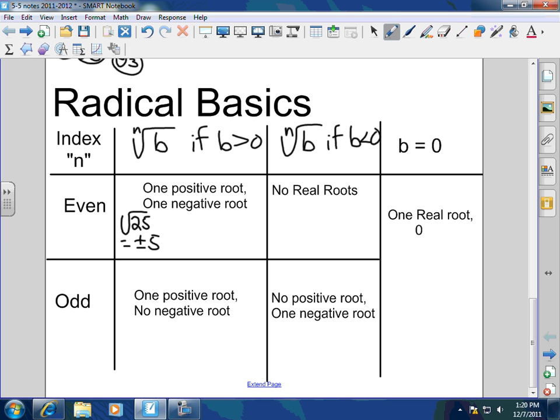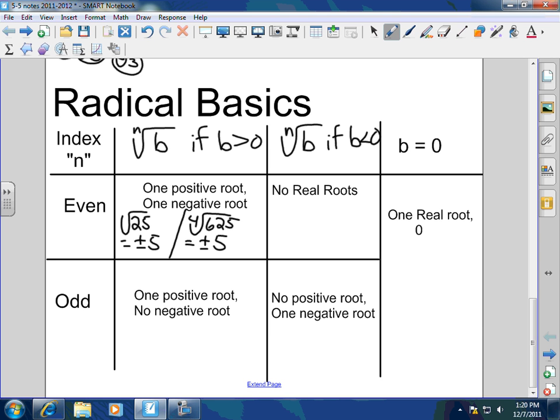25. What if I had the fourth root of 625? This is going to equal plus or minus 5, because positive 5 times itself 4 times is 625, and negative 5 multiplied times itself 4 times is also 625. Sorry, it's not 25 if it's the fourth root. It's 5.